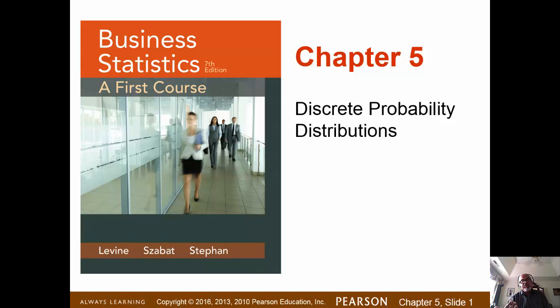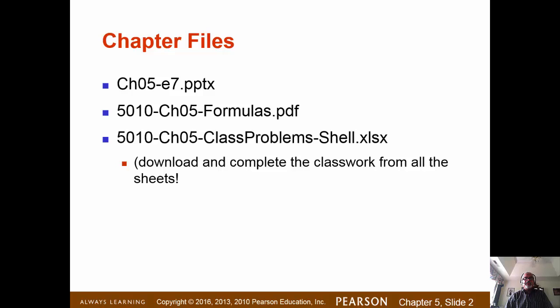Chapter 4, 5 and 6 deal with probability, with chapter 4 being the basics of probability. Chapter 5 is discrete probability distributions. And discrete probability distributions is when you have... here are the chapter files that you need.